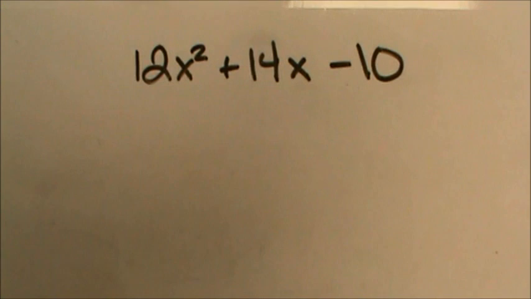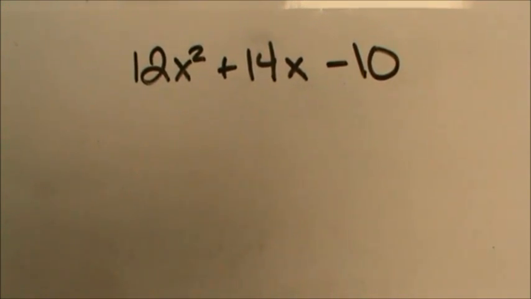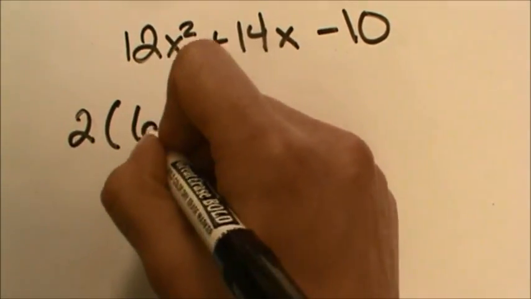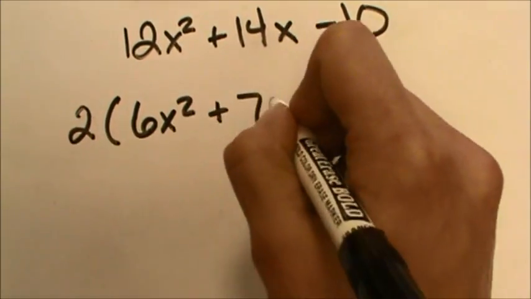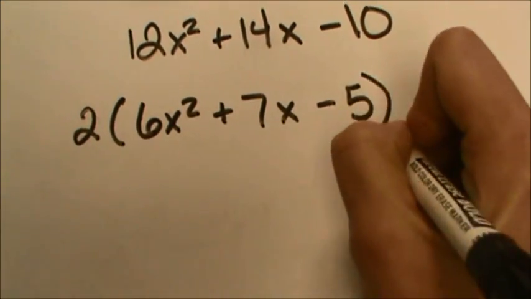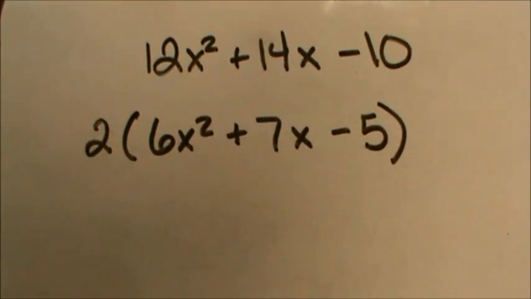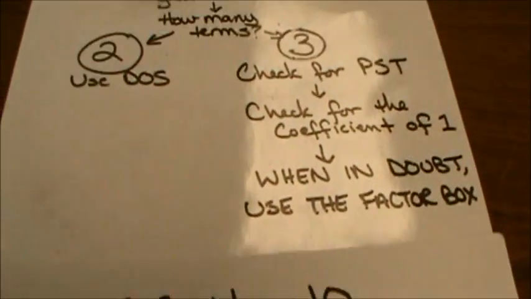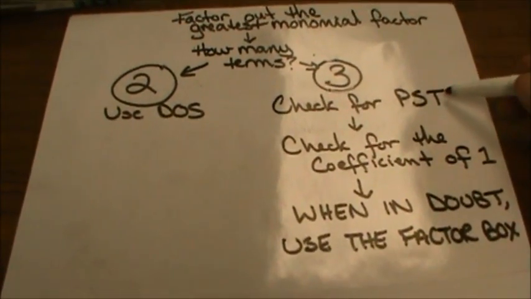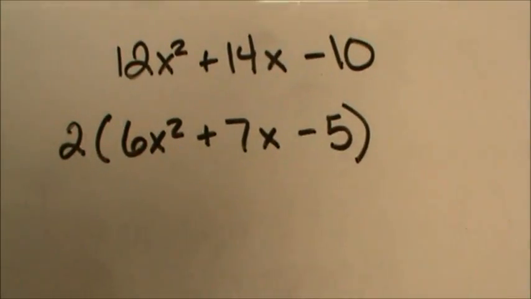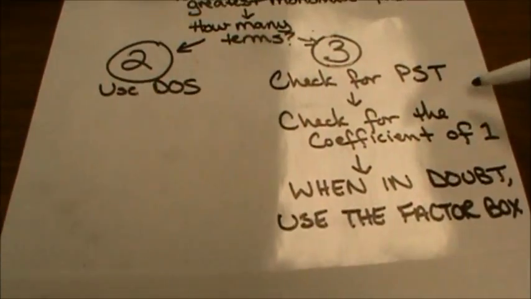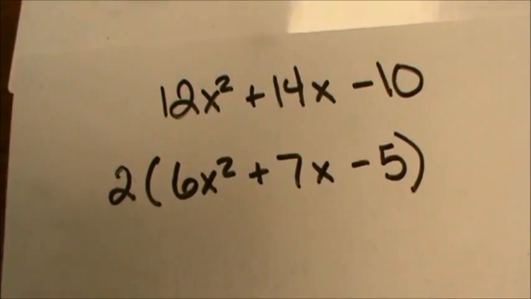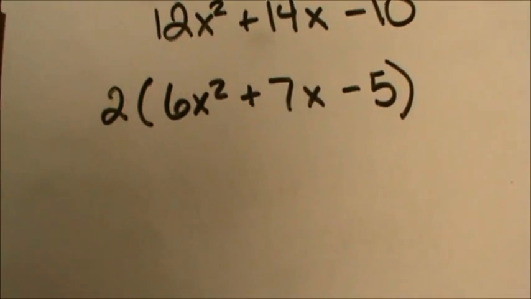We'll now consider this one. First step, as always, factor out the greatest monomial factor. Everything here was divisible by 2, so I took a 2 out in front. What is left right here is 3 terms, so if I consult my chart, is it a perfect square trinomial? Absolutely not. Does it have a coefficient of 1? Absolutely not right here. So I must use the factor box.